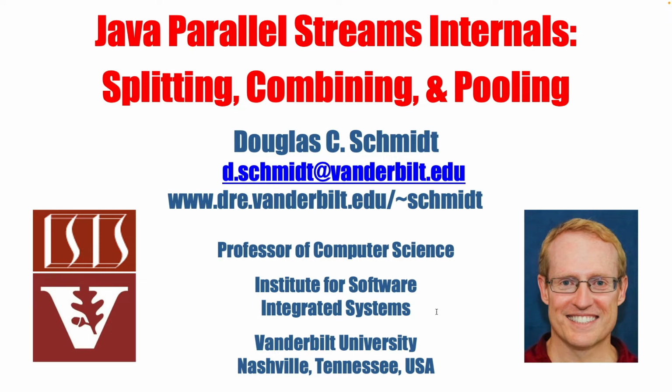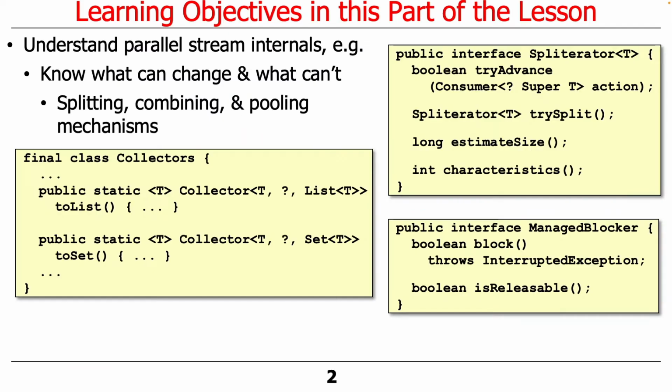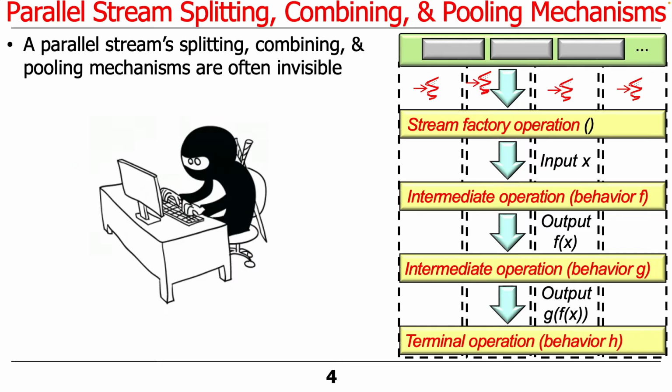Continuing on with our discussion about Java parallel streams internals, let's give a quick overview of the splitting, combining, and pooling steps, which are basically the split, apply, combine stuff we talked about before. But now we're going to talk more specifically about how these things are done. And again, always keep in mind what you can and can't change. And here we're going to talk about the things that you can change.